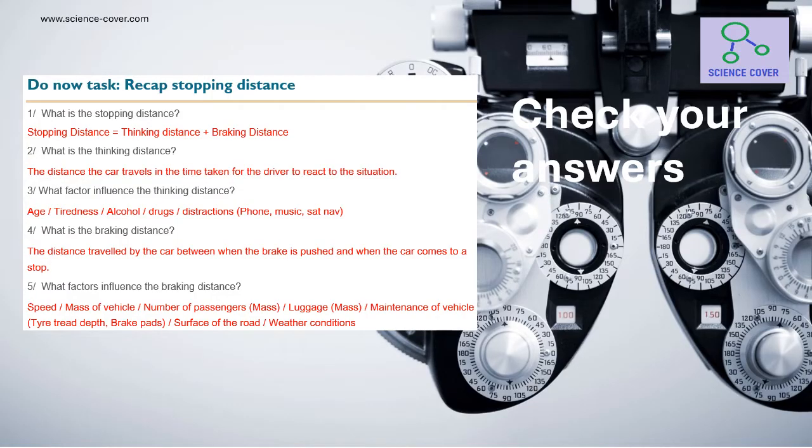Let's check our answers. What is the stopping distance? The stopping distance is the thinking distance plus the braking distance. What is the thinking distance? This is the distance the car travels in the time taken for the driver to react to the situation.